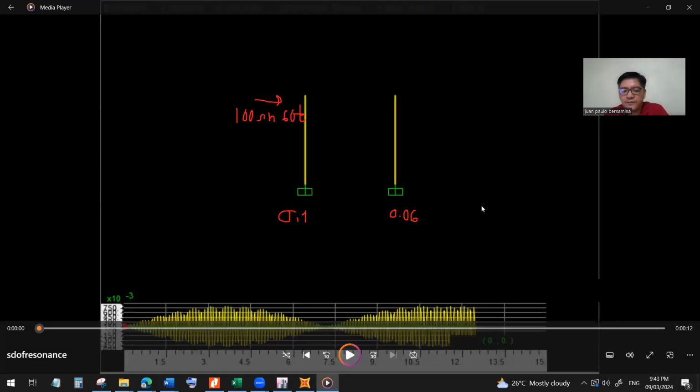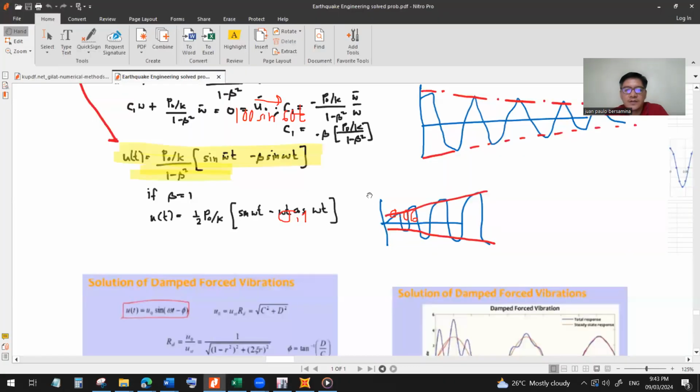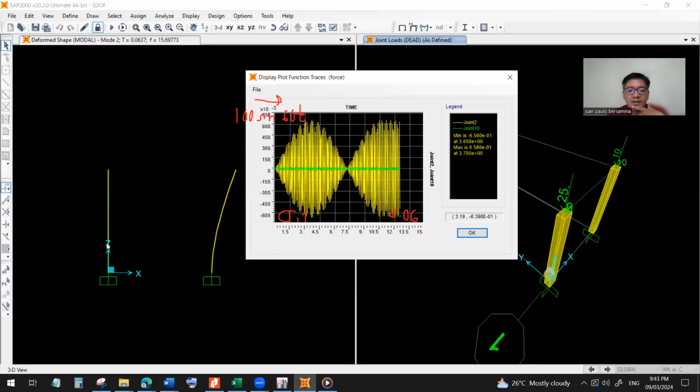Okay, so that's it for this lecture about undamped force vibration. Next week, we will level up. We will proceed with response spectra. We will basically do the same process, but this time we subject the structure to response spectra, ground motion. This one is harmonic force.